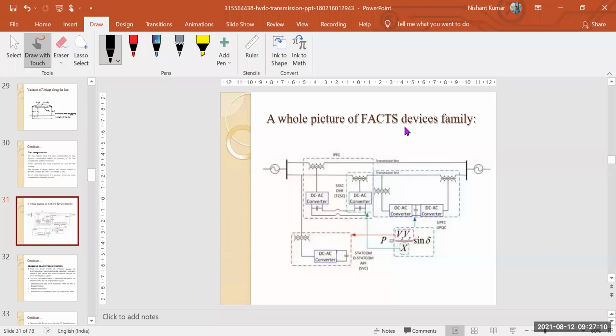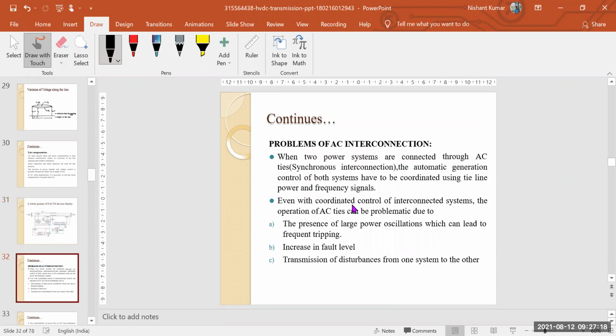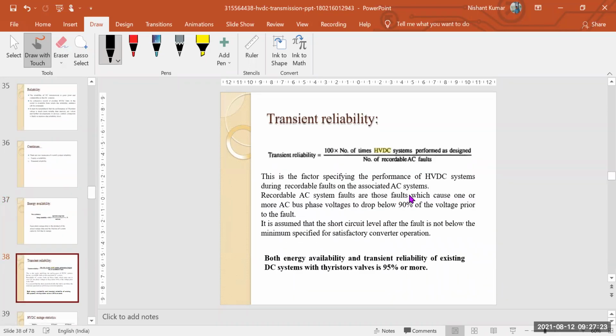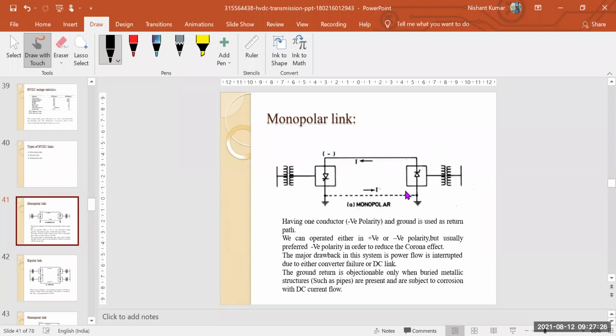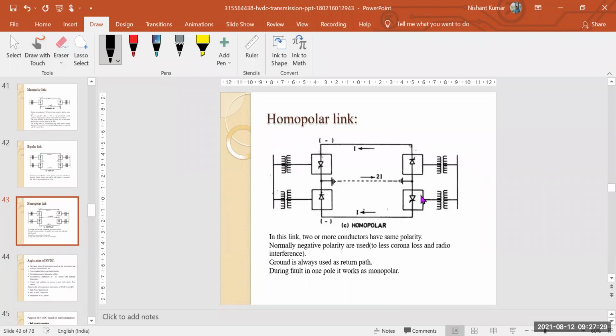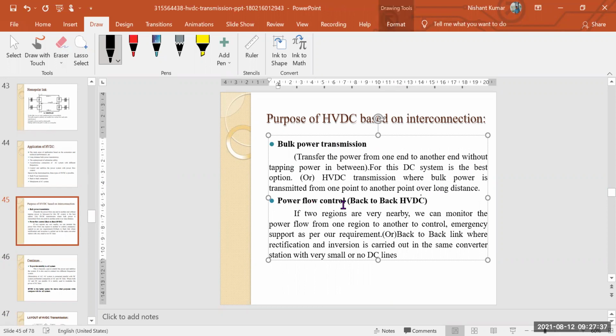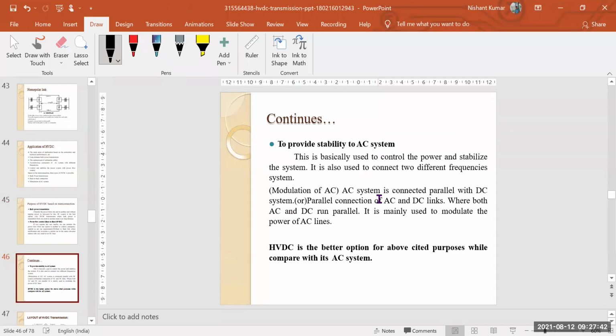Okay, the whole picture of the HVDC family. What I was telling you, you don't need to study right now. This is your monopolar, this is your bipolar, this is your homopolar. Applications: the purpose of HVDC is interconnection, that is bulk power transmission, and power flow control, that is back-to-back HVDC. It provides stability to the AC system. HVDC is a better option for these purposes compared with AC.